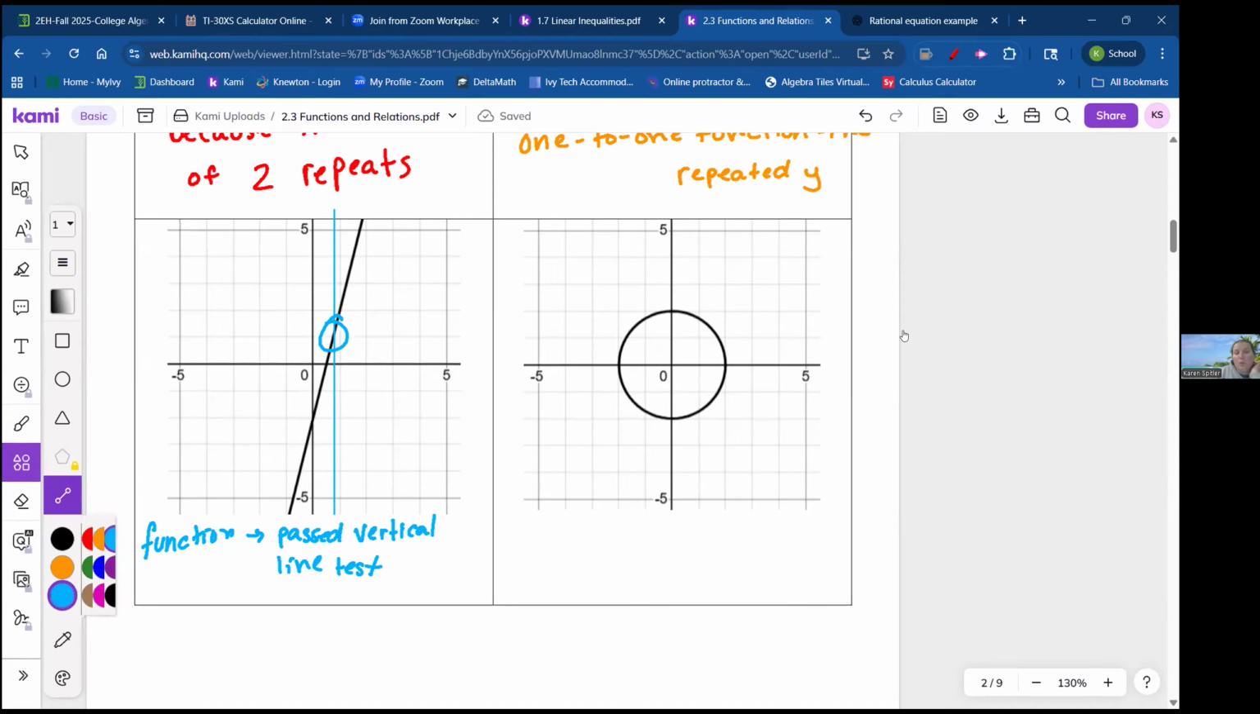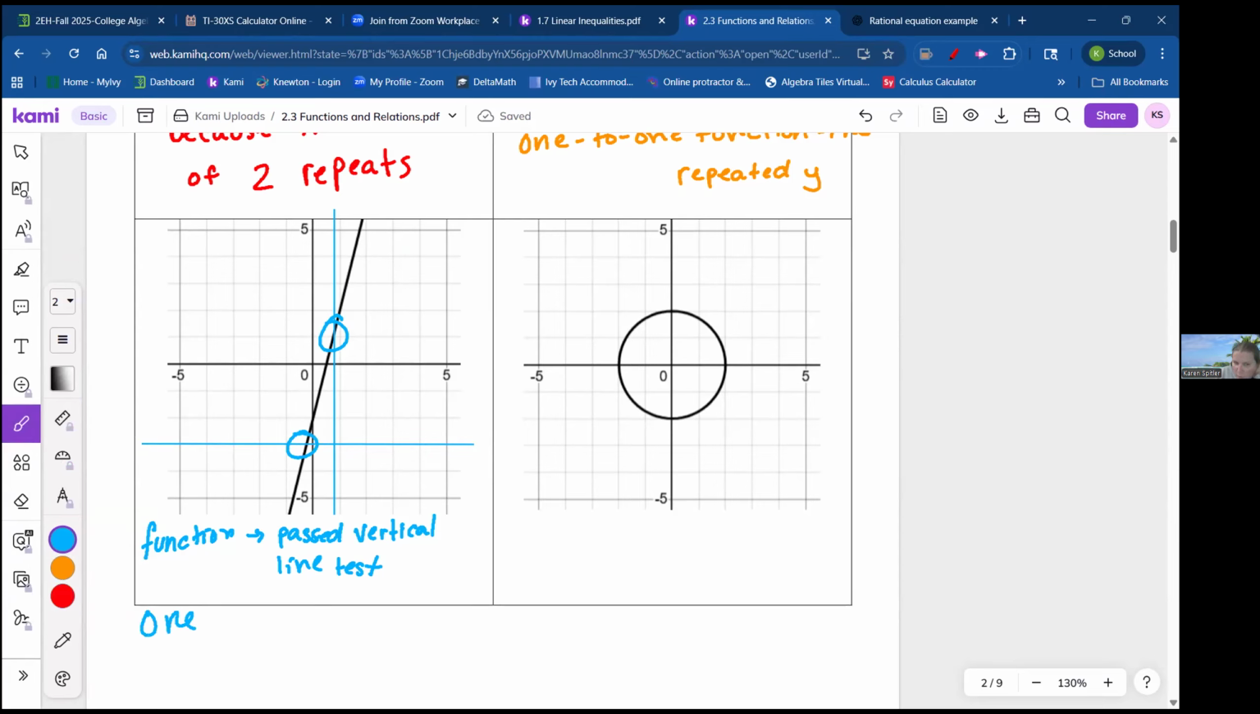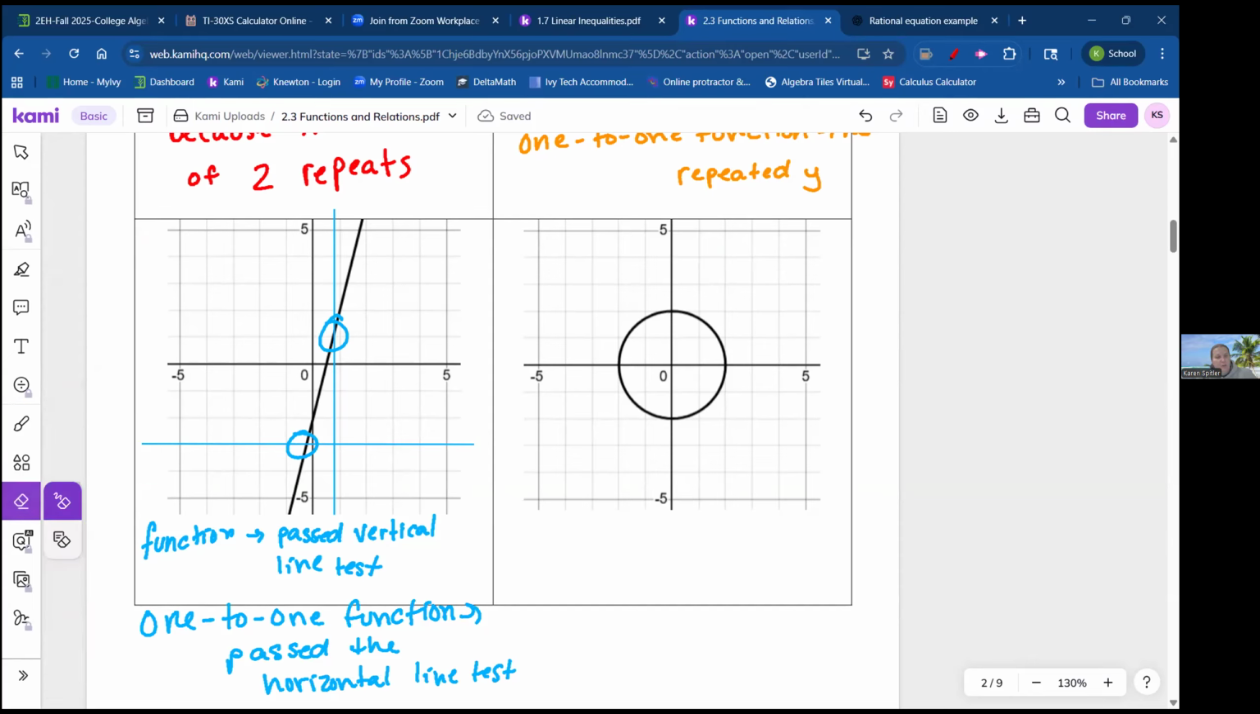So now we need to determine if it's a one-to-one function. So we're going to draw a horizontal line. There we go. And you can see that it only crosses the function one time. So again, it's a one-to-one function because it passed the horizontal line test. Okay. So not only is it a function, it is a one-to-one function.